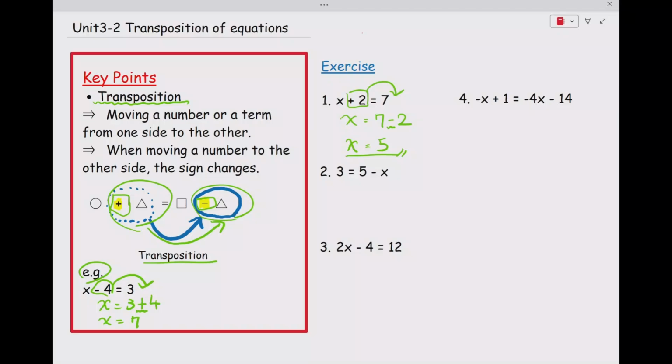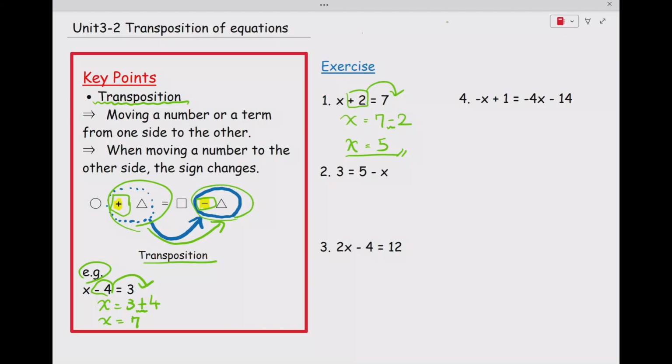Question number 2. 3 equals 5 minus x. First, let's move the terms in the way so that we collect the letter terms on one side and the number-only terms on the other side, and create the format of x equals something.